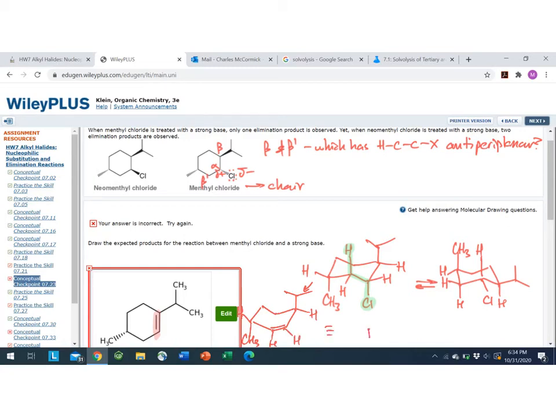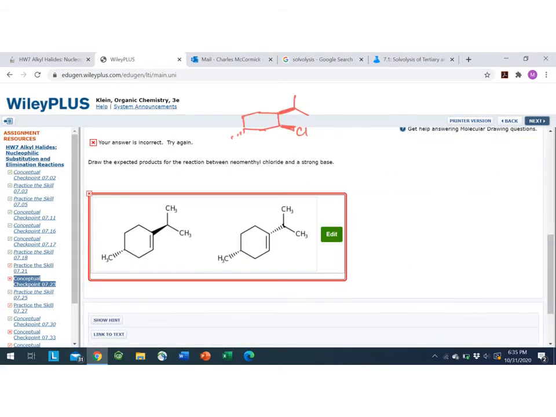And so when we draw that in flatland, we have the isopropyl group still up, the alkene here, and then the methyl group down. So you have to be aware that the flat cyclohexane has to be converted to a chair. Then you're examining beta, beta prime, and any other beta carbons for this specific anti-periplanar relationship.